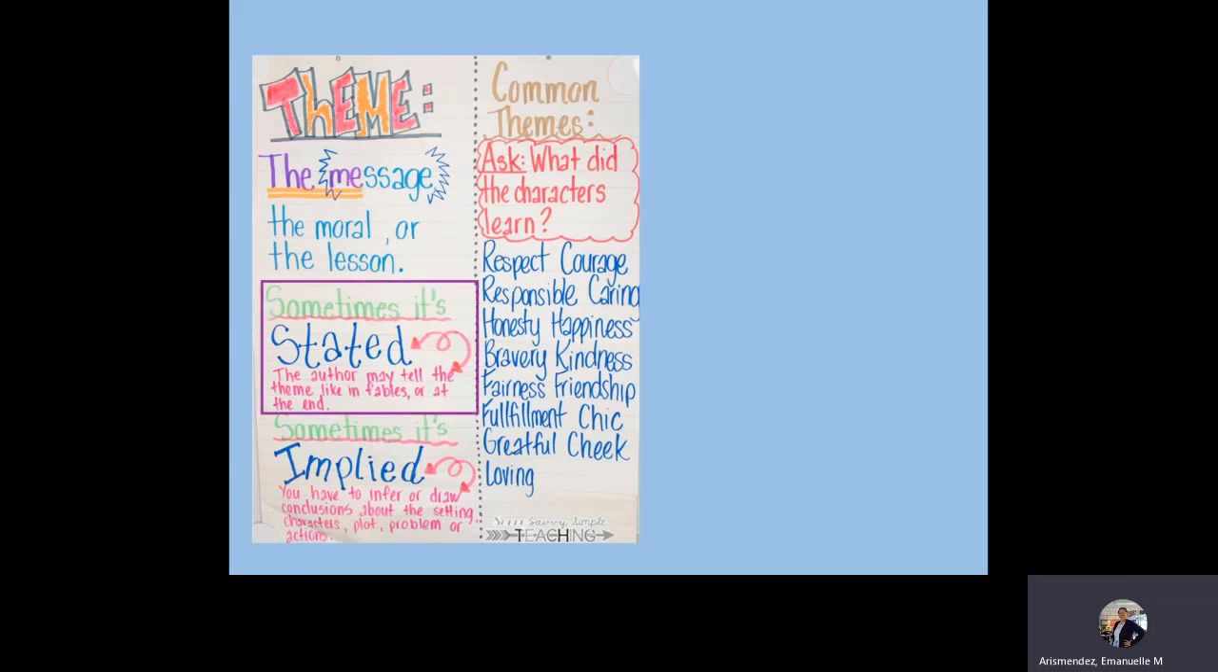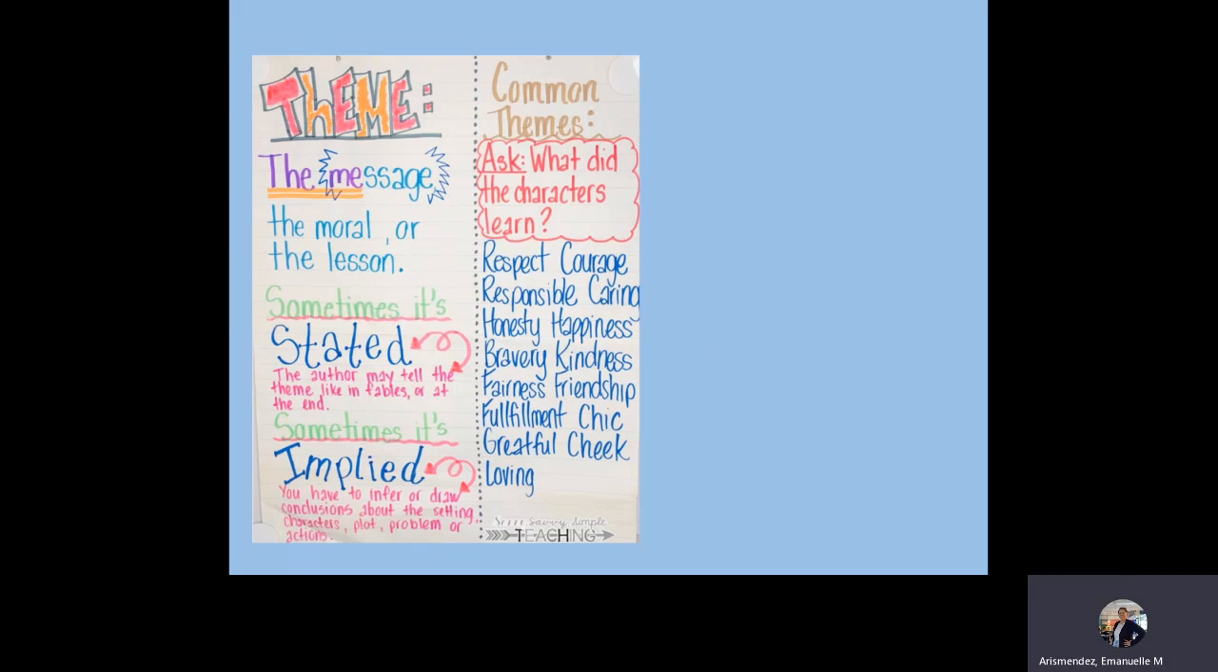Sometimes the theme is stated, which means that the author told us what the theme is. This usually happens in fables or fairy tales. More often than not, the theme is just implied, which means we have to use our inferencing skills and draw conclusions about the setting, characters, plot, the problems that the characters go through, what the characters do. All of those things tell us what the theme is, but we have to infer.